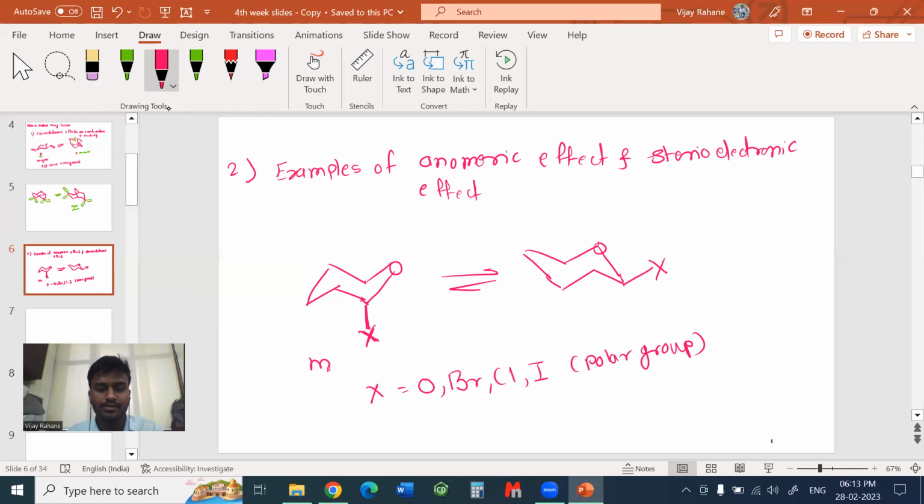anomeric effect. And in the anomeric effect, why is this the major one? Because the non-bonding orbital is stabilized by the lone pair of electrons of this oxygen atom. So that's why this conformation is the major one.